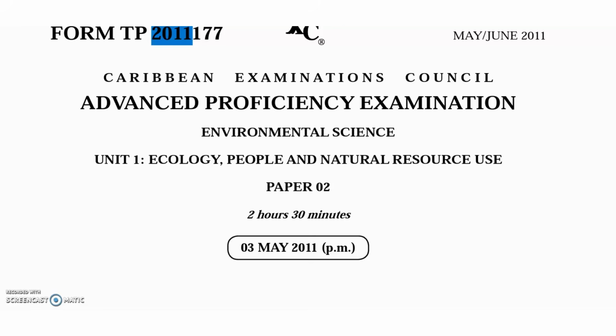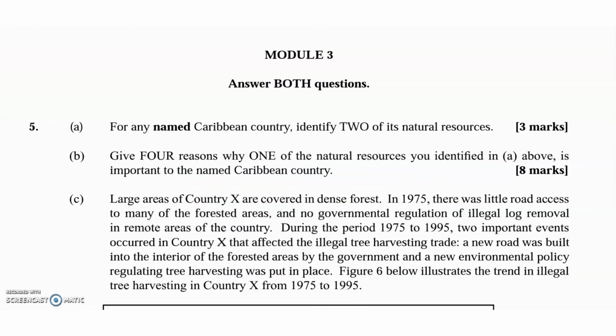All right, so in Environmental Science, Unit 1, we are going to go to Module 3, which is in fact natural resource use. Let's begin quickly with Module 3, question number 5A. For any named Caribbean country, identify two of its natural resources, for 3 marks.